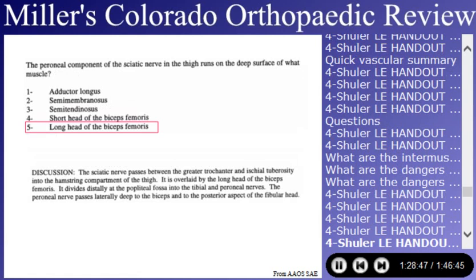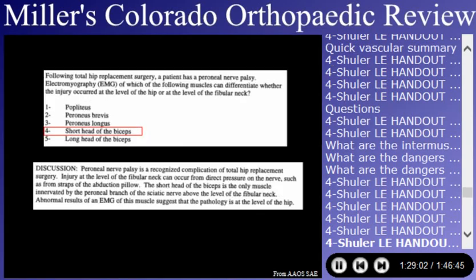Peroneal component, sciatic nerve in the thigh runs. Now this one shows up consistently. Peroneal component, sciatic nerve in the thigh runs on the deep surface of what muscle? Well, we know it innervates the short head of the biceps, but it runs on the long head of the biceps. Know that. Following hip replacement surgery, patient has a peroneal nerve palsy. EMG is obtained. Which muscle can differentiate whether an injury occurred at the level of the hip or fibular neck? We covered that. Short head of biceps. You've got to know that.